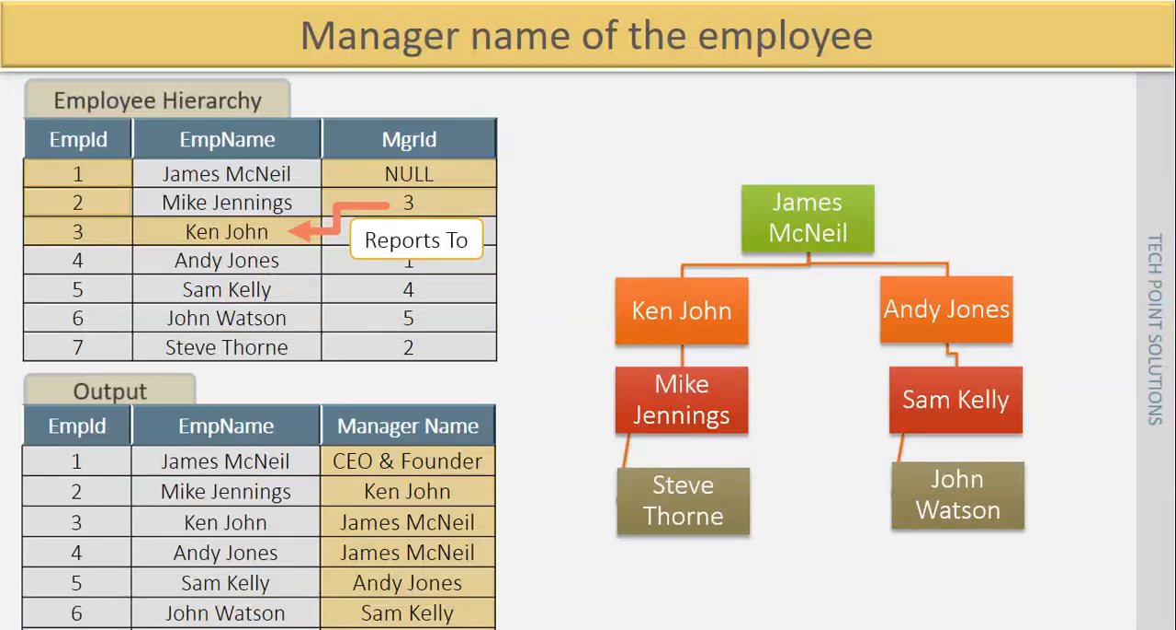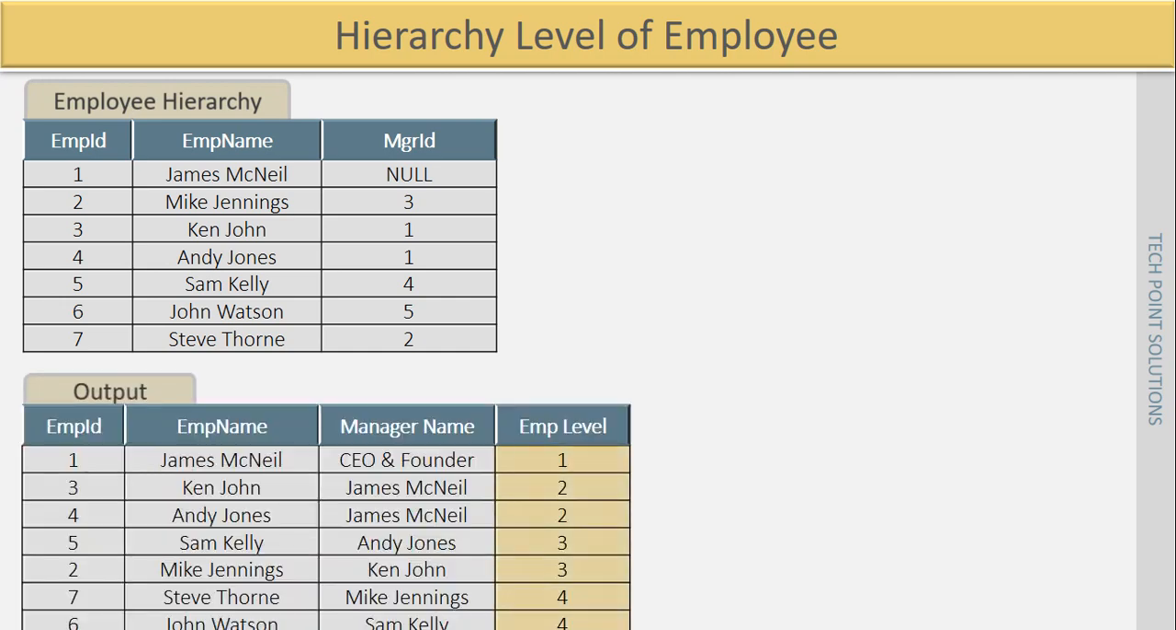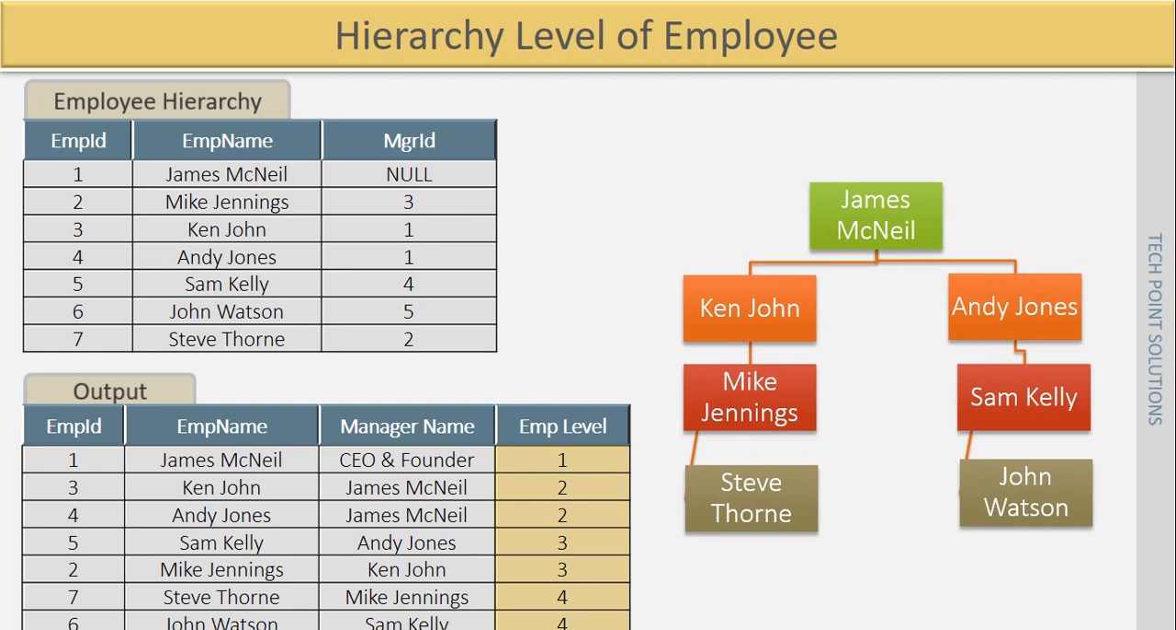Let's move to the next query. Consider the same table, employee hierarchy. We want to find the hierarchy level of all employees, and we have to generate employee level in this format: employee ID, employee name, manager name and employee level. Look at the hierarchy. James McNeil is a top level employee, so he is at level 1. Ken John and Andy John report to James McNeil, so they are at level 2. Likewise, level 3, level 4, and whatever the number of hierarchy levels, accordingly we have to generate the levels.